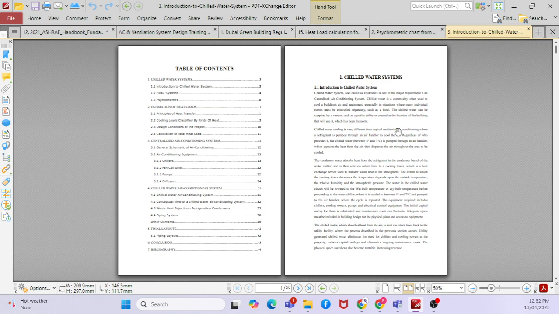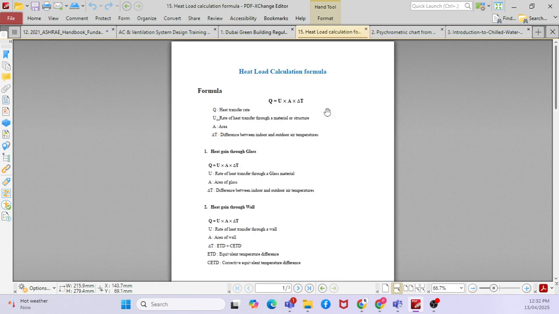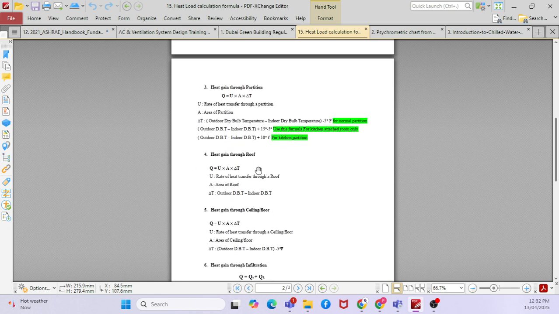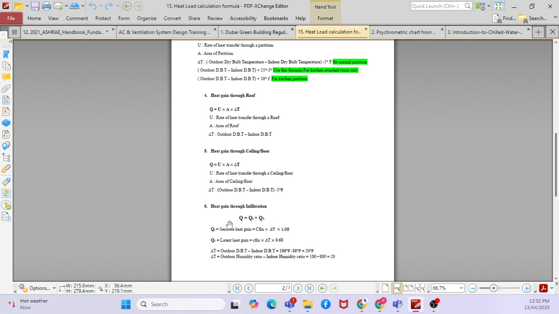How to calculate that heat? By using heat load calculations. So where does the heat come from? It comes from glass, from the wall, from the partition, through the roof, through the ceiling, and infiltration. So you are going to calculate all the heat. What are the different types of heat? You have sensible heat and latent heat.